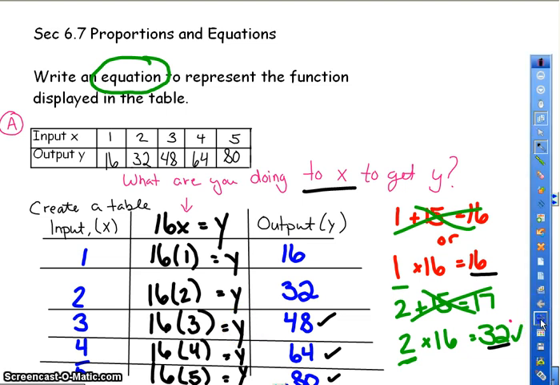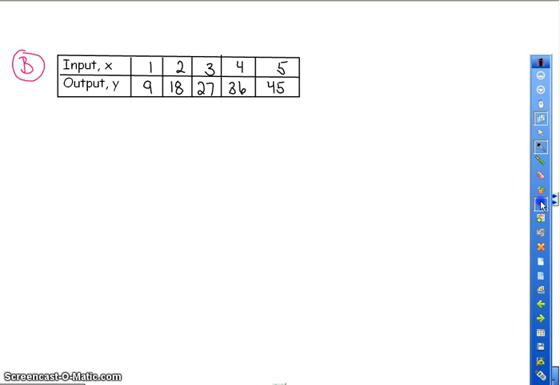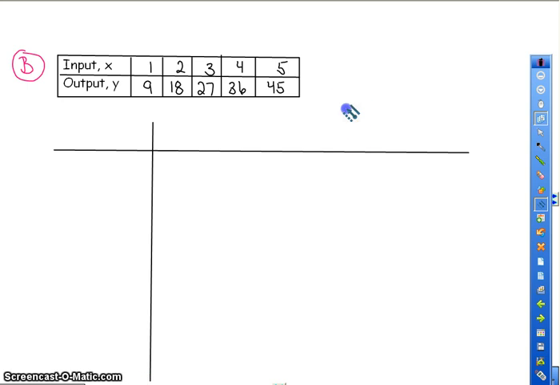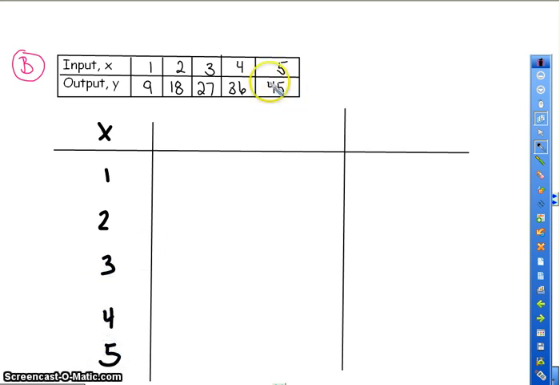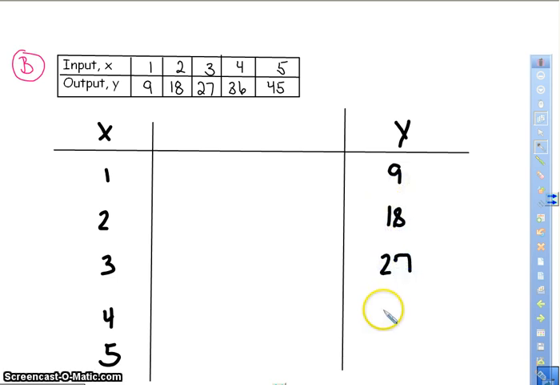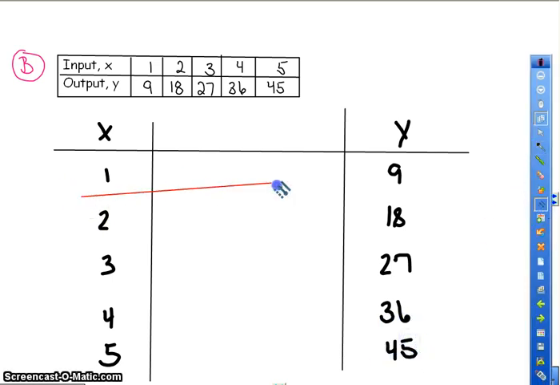Okay, so we're going to look at the next one, and once again I want to create a table. Your table just gives you a better view of what's happening. So within the first column, this is my x values, which are 1, 2, 3, 4, and 5. I'm trying to figure out my equation, and these are my y values, my outputs, which are 9, 18, 27, 36, and 45. And once again, I'm just going to separate those so it's easier for me to see.